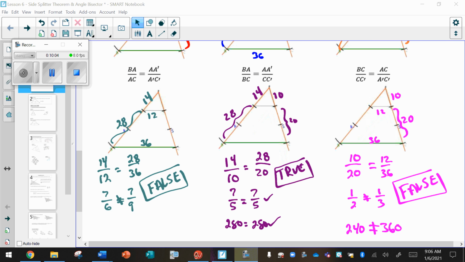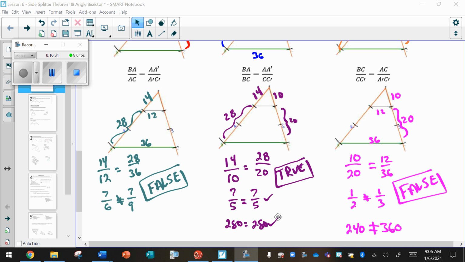So let's see how you did. With the first example you were supposed to do on your own, we compare the length of 14 to the length of 10 in the first ratio, and then 28 to 20 in the second ratio. If you reduced each ratio, you reduce those fractions to 7 over 5 equals 7 over 5. That works. If you cross-multiplied, you would get 280 equals 280. That also works, so that one's true.